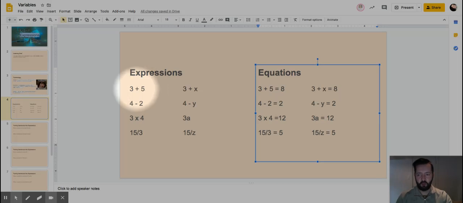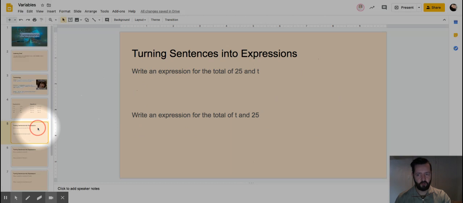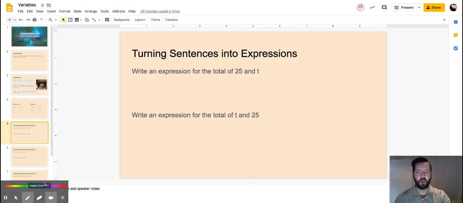So these are all examples of expressions over here. And this is what today's lesson is all about. It's about mathematical expressions. So we're going to move forward to our next slide here, and I'm going to give you a sentence, and we are going to see if we can convert this sentence into a mathematical expression.